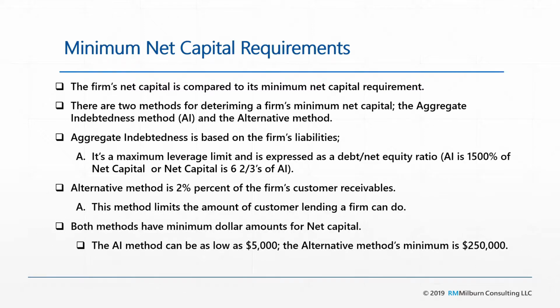Both methods have a minimum dollar amount for net capital. For the AI method, it can be as low as $5,000 depending upon the types of business the firm is engaged in. For the alternative method, the minimum is $250,000. Each method requires the firm to use the higher of the calculated limit or the minimum dollar amount. With the next slide, we'll discuss how to calculate the firm's net capital.